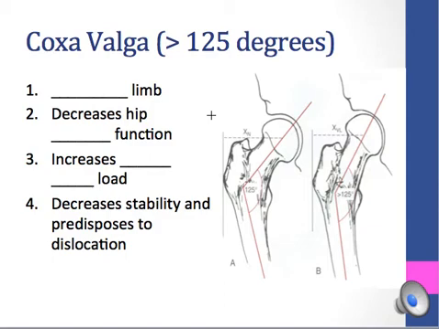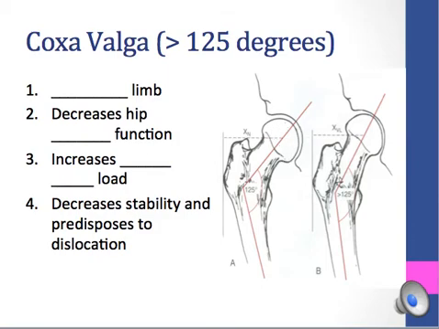Think about that length-tension relationship between the origin and insertion of our hip abductors. We're not going to be optimally aligned, and so we're going to start to see greater instability. This angle also increases the femoral head load. Because it doesn't have that nice angle of the femoral neck to take some of that load, the femoral head is going to take more load.